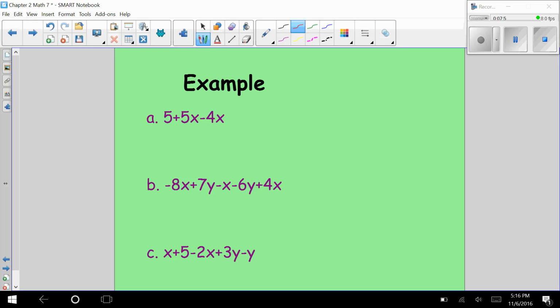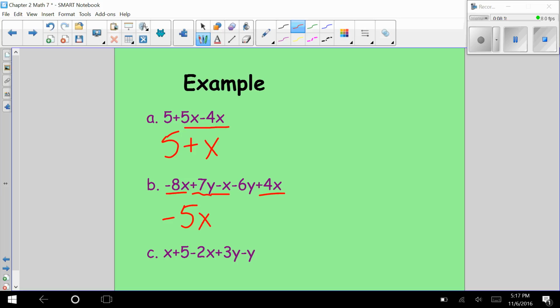For the first one, you should get 5 plus x because 5x minus 4x or 5x plus negative x makes x. You could also have 5 plus 1x. You could have x plus 5, 1x plus 5, any of those. For letter B, when we combine our like terms, we have negative 8x. That turns into a plus negative x and a 4x. So we get negative 5x.